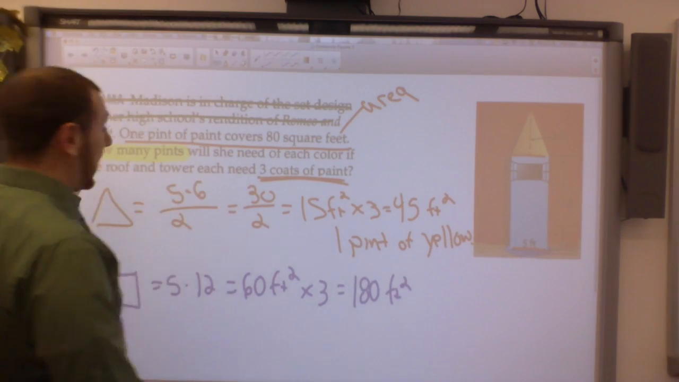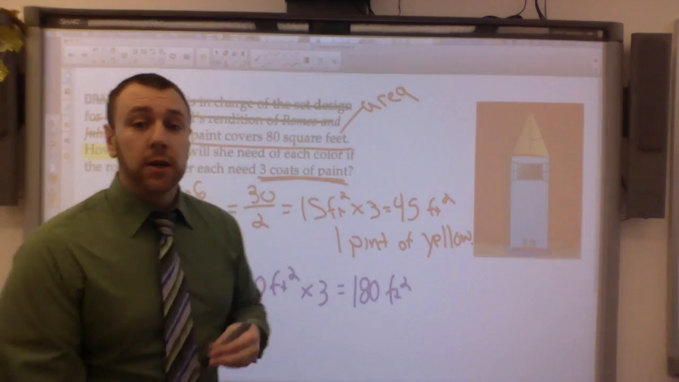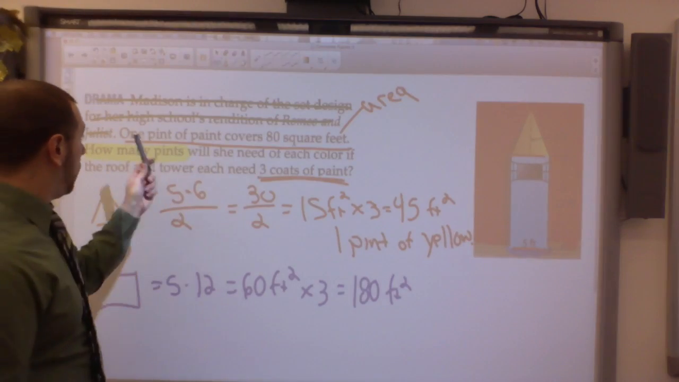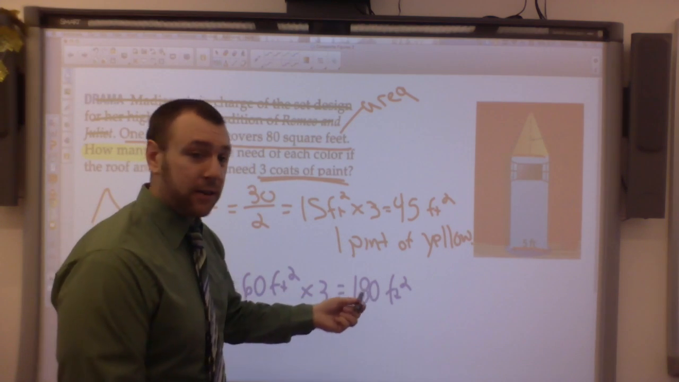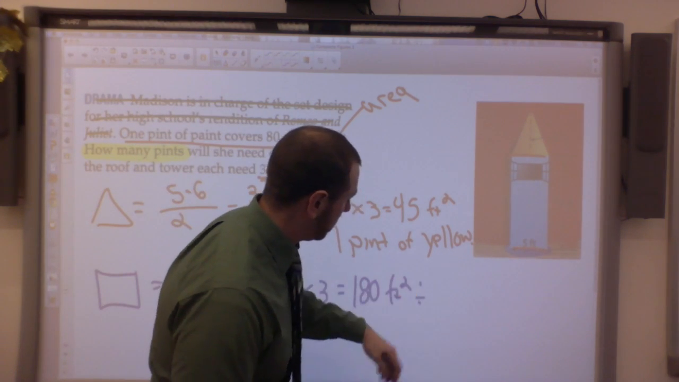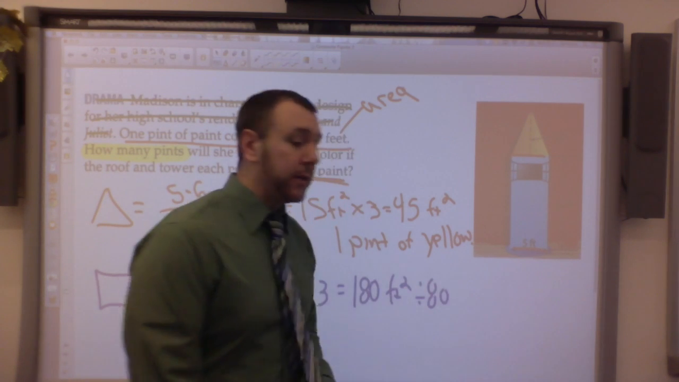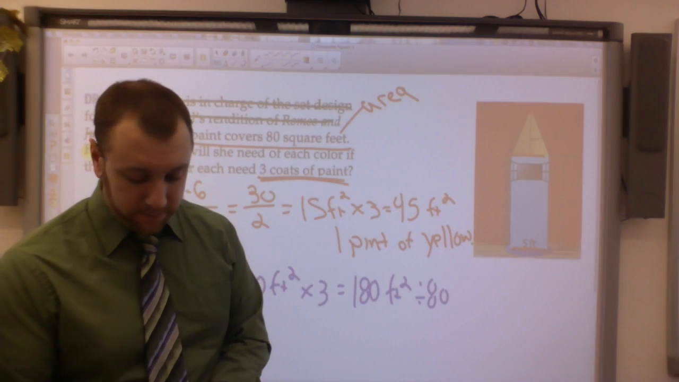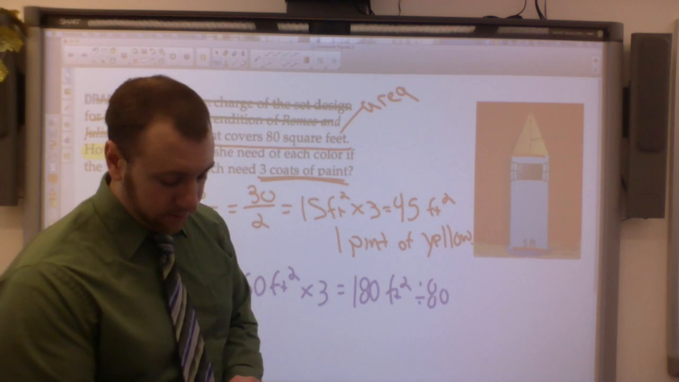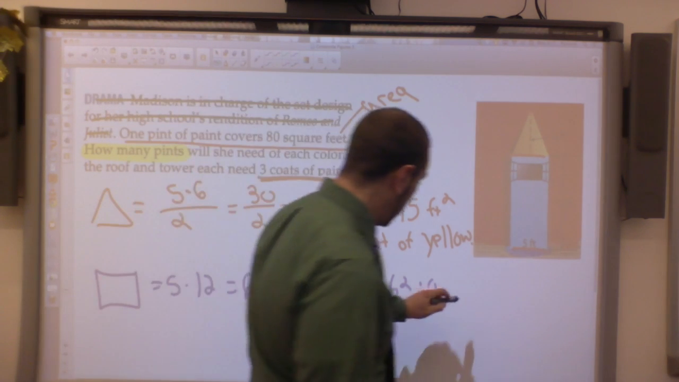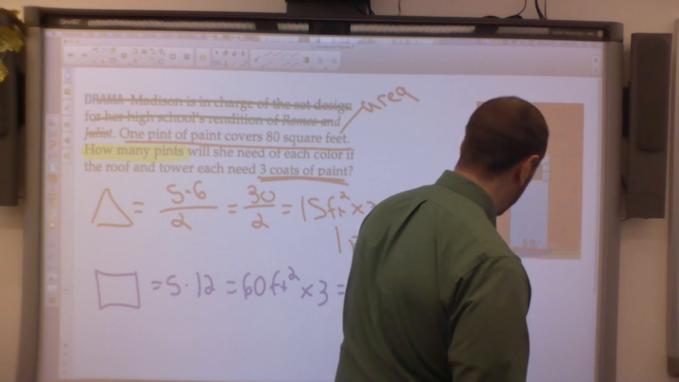But the question is asking me how many pints. So I know that 1 pint covers 80 square feet. So I have 180 feet. I'm going to divide by 80. When I divide 180 by 80, I get 2.25 pints.